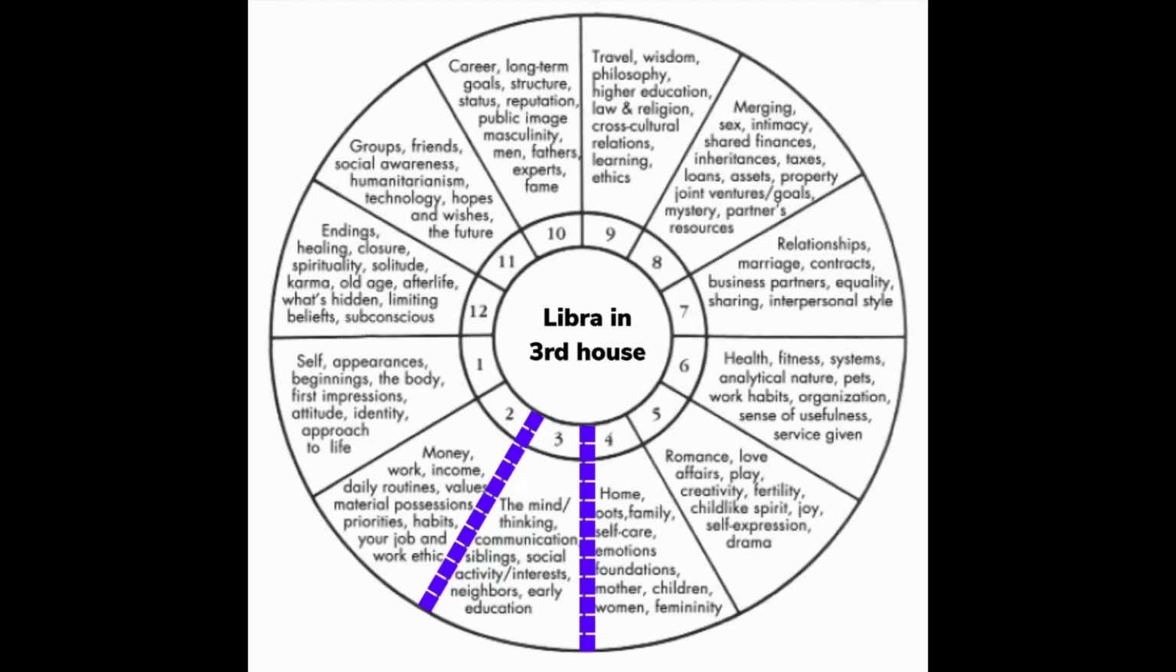And the tone, the beauty, the tactfulness, the thoughtfulness, they will definitely learn that as they get older. So the next one I want to talk about, the next placement, is that they have Scorpio in the fourth house. Now, the fourth house rules Cancer, and Cancer is ruled by the moon.